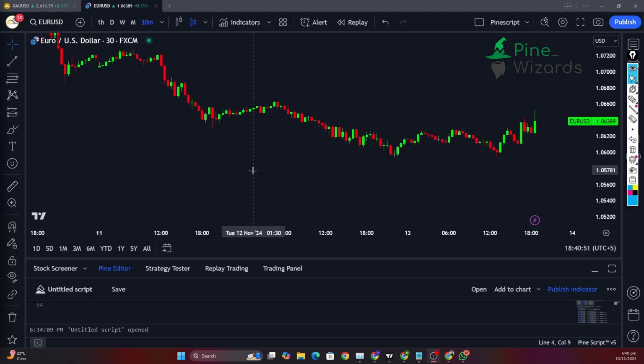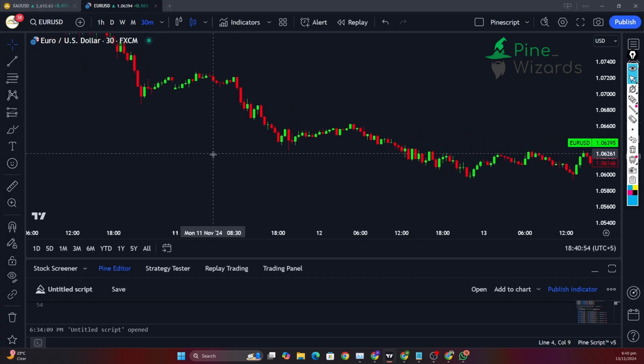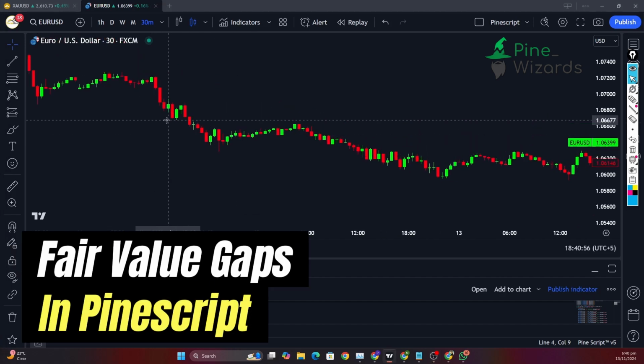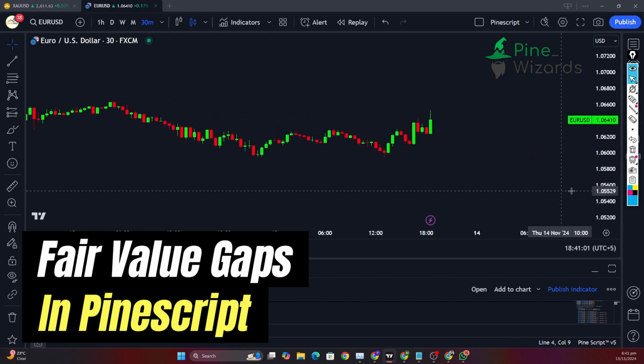In this video, we're going to talk about how you can make your own fair value gaps indicator in Pinescript. So first of all, let's understand the concept of fair value gaps.